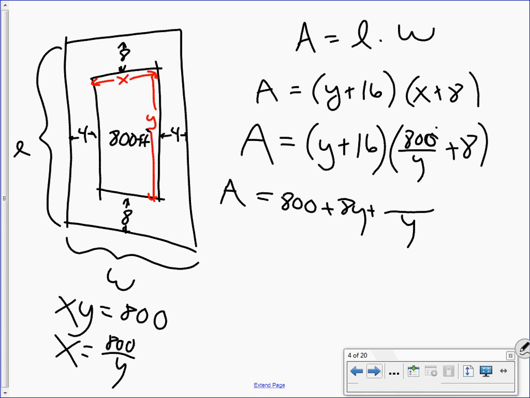12,800 over y. And then 16 times 8. And I'm not even going to combine those constants. Call me crazy. Because we're going to be taking the derivative anyway, right? We need to combine those.